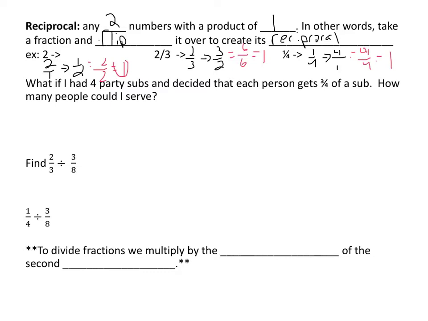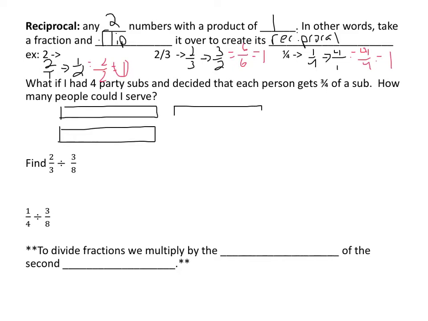So now let's look at another example and see how that's going to come into play. What if I had the 4 party subs again and decided that each person should get 3/4 of a sub? Then how many people could I serve? Alright, so I'm going to start with my 4 subs again. So here's 1, here's 2, here's 3, and here's 4. So now they get 3/4 of a sub. So now instead of thirds, I'm going to divide my subs into fourths. So every 3/4, I'm going to have 1 person served.